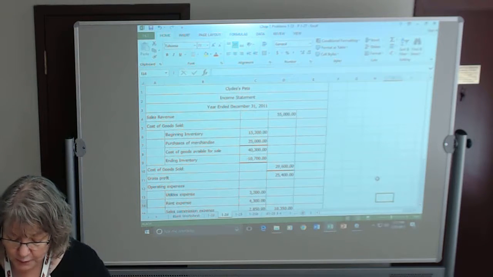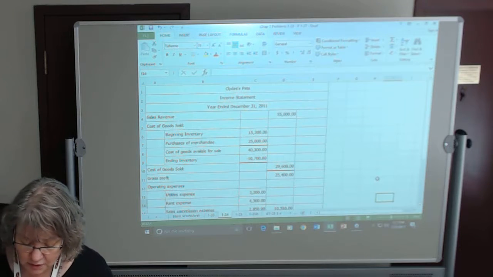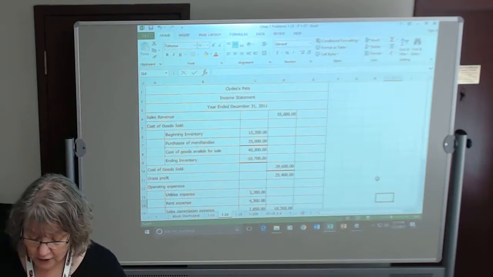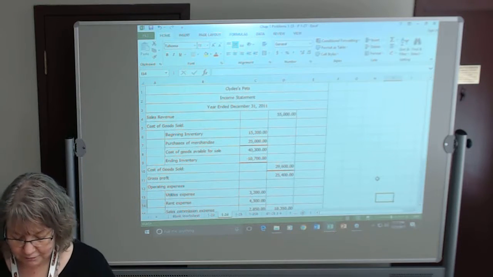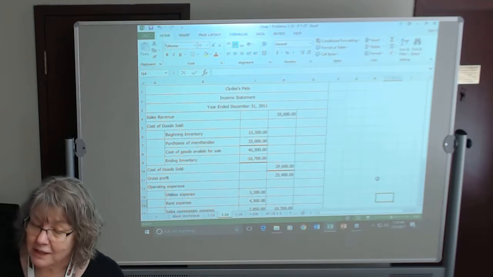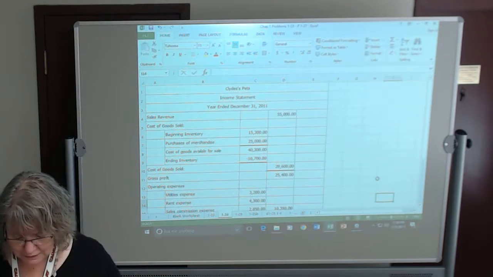Utilities for the shop for the year were $3,200. The rent for the shop was $4,300. That's cheap rent. Sales commissions were $2,850. He doesn't get very good commissions. No, he doesn't. And the purchase of merchandise is $25,000. Those are the statistics they give us. Now, see, I don't have my notes.